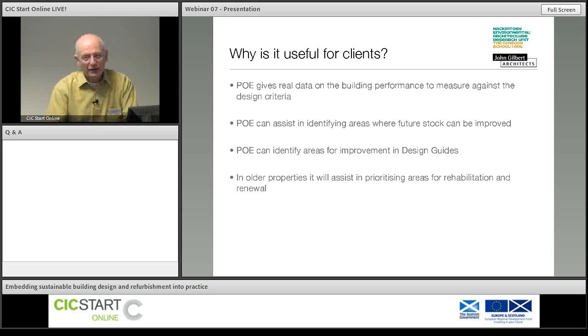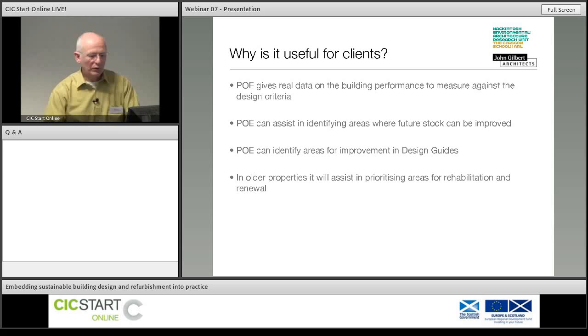Communicating this to tenants, I think, is a very weak point and something that Matt has also worked on for the project at the Glasgow House, which is part of the sustainability labeling system, where we've got to be able to communicate how systems work. And in older properties, assist in prioritizing the areas for rehabilitation and renewal.